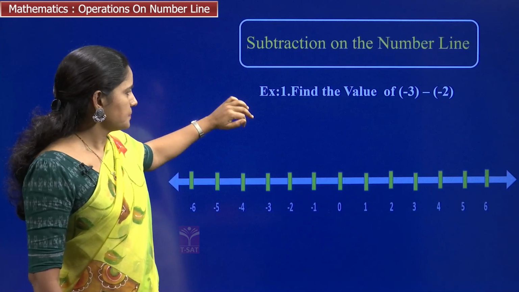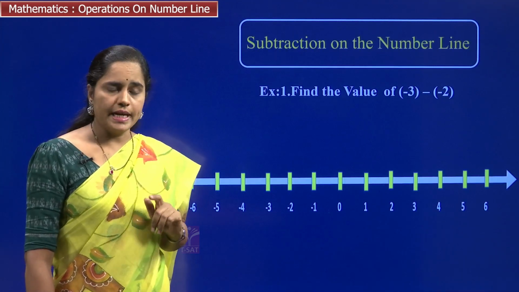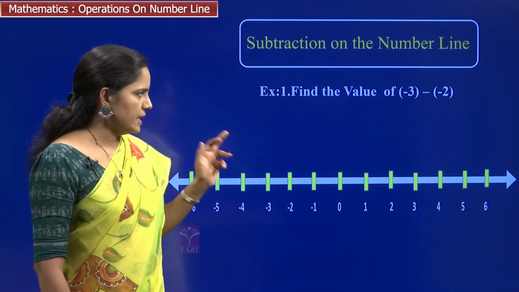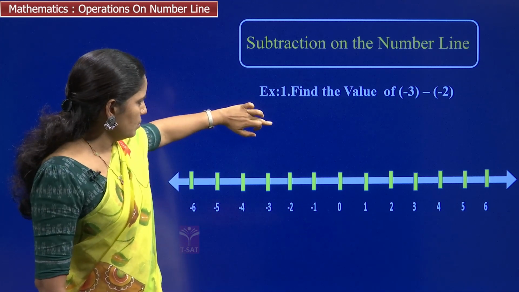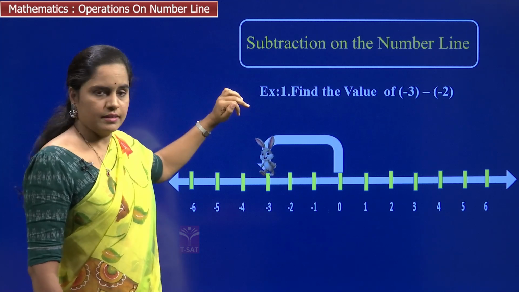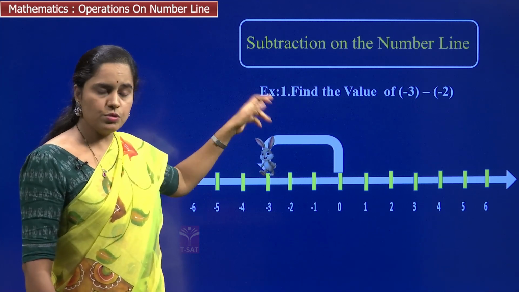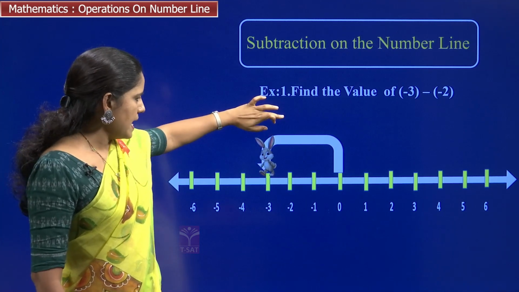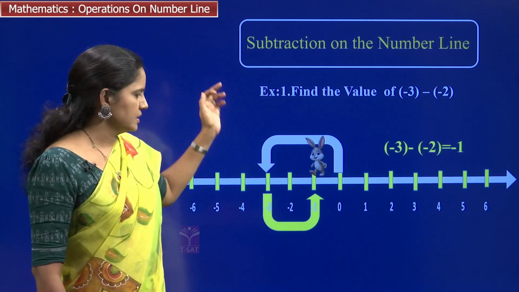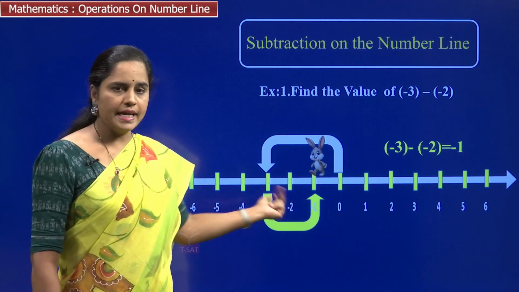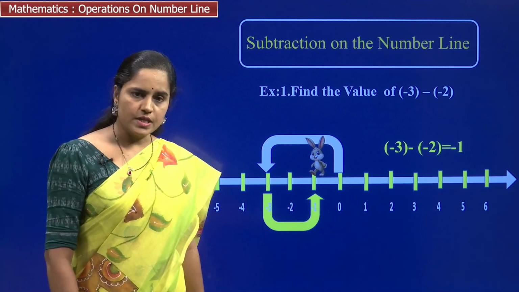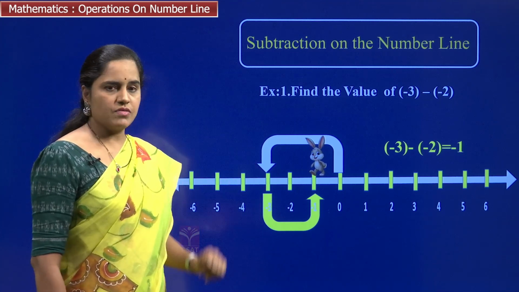And now find the value of -3 minus of -2. For this, we go to -3 and move 2 steps to the right as we are subtracting negative 2. Therefore, we are at -1. Therefore, -3 minus of -2 is equal to -1.